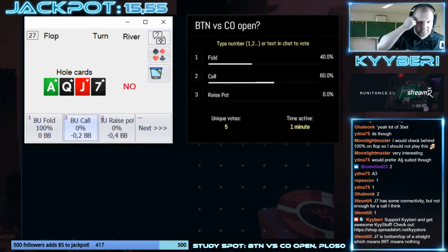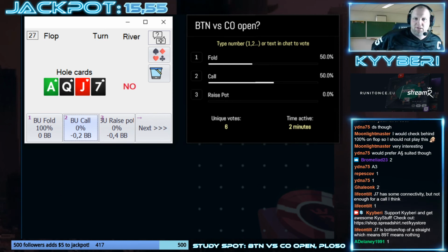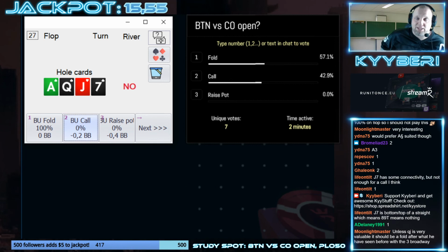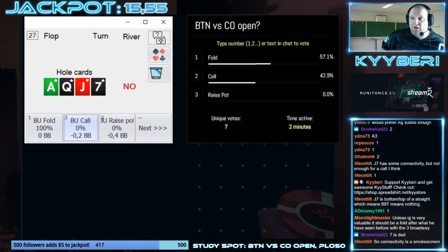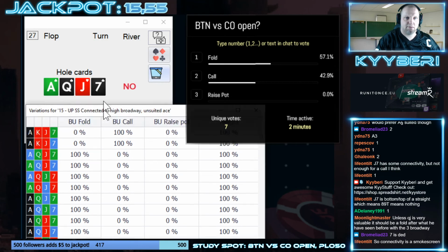Yeah, 7 is actually a dangler because it can only make a straight on 10 8 9. That's a good point from Life on Field. So it doesn't connect with ace queen jack. Because if the board is 10 8 9, you have the straight with queen jack. So the 7 is a dead card actually. So let's say that it's ace queen jack 8.